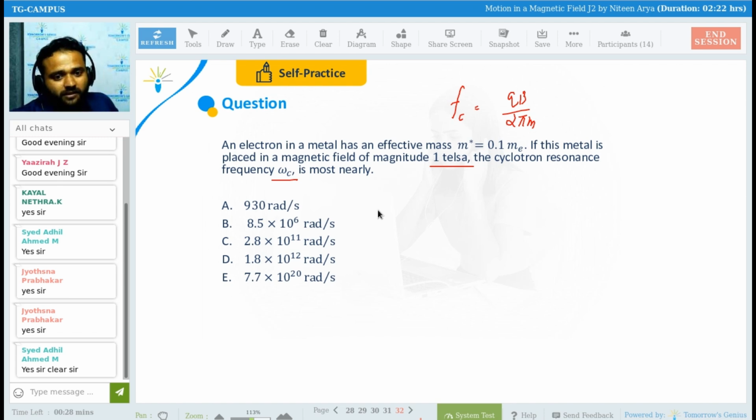A, B, C, D, E. Nice. That much. Tell me the answer. Instead of m, you, sorry. Then everything you have then. Q equals e. B is given to you.